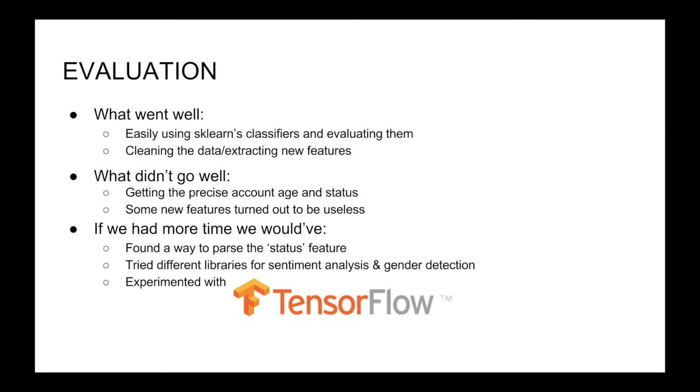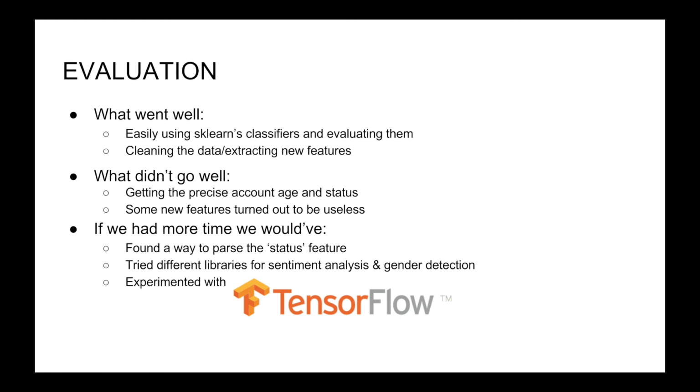What went well for us was using the sklearn, NumPy, and Pandas libraries to clean up our data, engineer features, and classify examples, as the functions made available to us made these tasks rather easy. What did not go so well was a portion of the feature engineering, like getting the precise age of the account, since only the years were unambiguous. There was another feature called status that might have improved the accuracy, but we had to discard it because the format was simply too inconsistent. Also, we found that most of our enhancement attempts, like the gender detection and sentiment analysis, did not make any improvement to the accuracy.